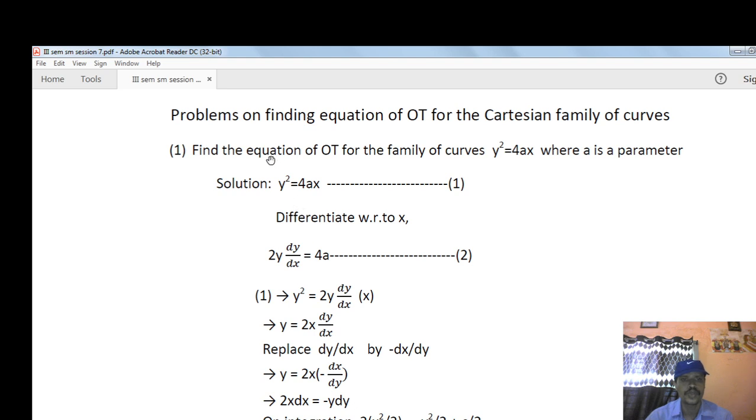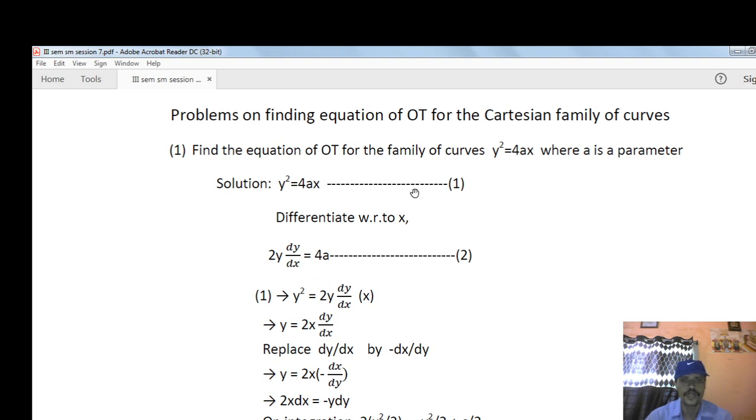We already know to get equation of OT, the first step is differentiate 1 with respect to x. The derivative of y square with respect to x is 2y into dy by dx, is equal to 4a, a is a constant. The derivative of x with respect to x is 1. Now I have to remove the arbitrary constant a between 1 and 2. In the equation 2, directly we have the 4a value. So substitute 4a value in the equation 1 and definitely a is removed.